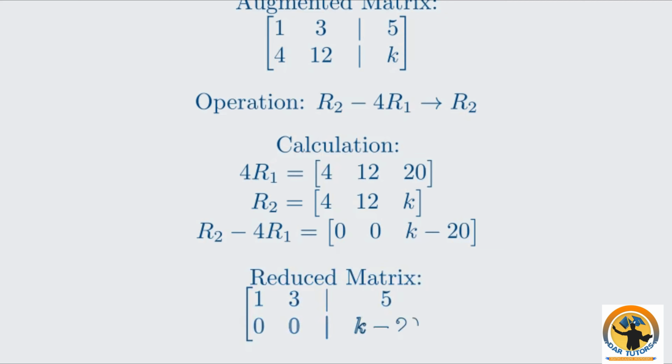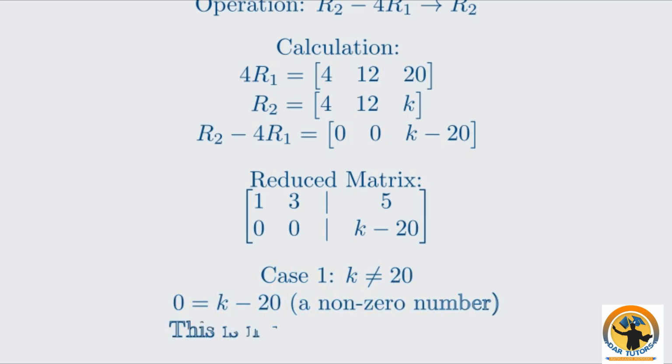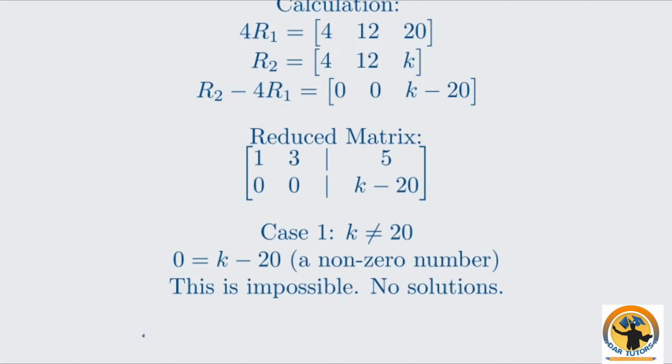The second row is the key to understanding the relationship between the lines. The second row represents the equation 0x plus 0y equals k minus 20. This simplifies to 0 equals k minus 20. We must consider two cases. Case 1. If k is not equal to 20, then k minus 20 is a non-zero number. The equation becomes 0 equals a non-zero number, which is a contradiction. This means there are no solutions to the system.